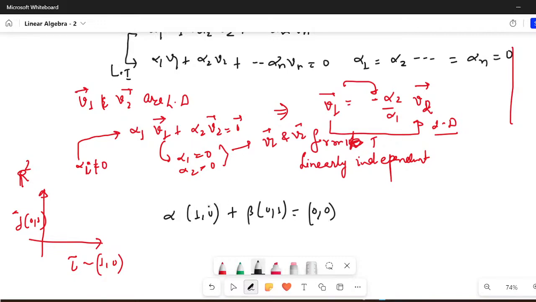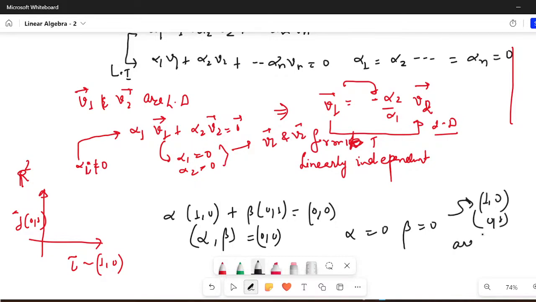If I am saying that this is equal to (0, 0), let us try to find what alpha and beta would be. It implies that (alpha, beta) should be equal to (0, 0), so alpha should be equal to 0 and beta should be equal to 0. You can compare the two ordered pairs and come to the conclusion that alpha equals 0 and beta equals 0. What does it imply? It implies that (1, 0) and (0, 1) are linearly independent of each other. Is that clear or not clear?